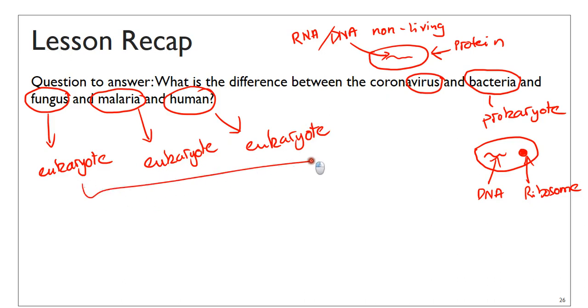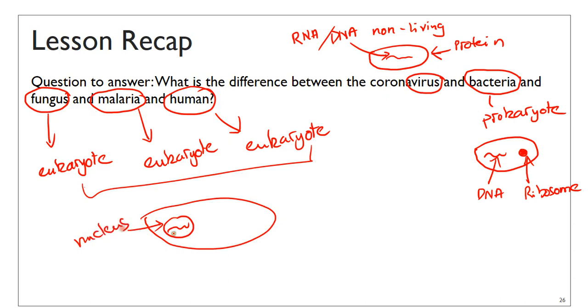But the main difference with eukaryotes is that the DNA is now inside a nucleus. So you still have your DNA. You can draw the nucleolus if you want. And then you still have the ribosome, but they probably attach to the endoplasmic reticulum. So you have a lot more sophisticated organelles. And then you have the Golgi. And then you have mitochondria.